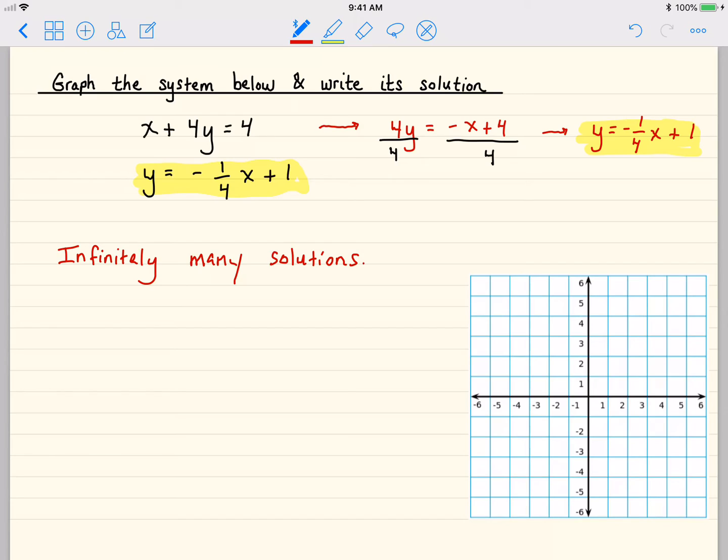So the y-intercept is positive 1. The slope is negative 1/4. You can choose to interpret that negative sign to be in the numerator or in the denominator. It doesn't matter. I'm going to interpret it to be in the numerator, so that means I'm going to go down 1 and over to the right 4. And then I just need to connect those 2 points with a straight line, and I will have the equation graphed.